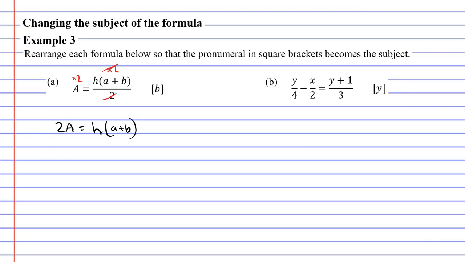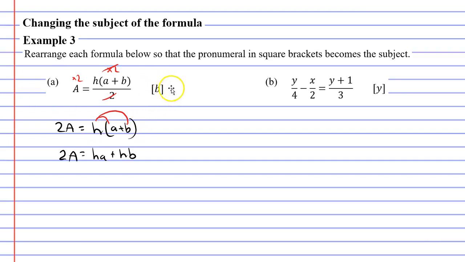You may have also noticed that the first thing I did was I got rid of that fraction, and I've mentioned before, if you've got fractions, get rid of them. The other pointer I gave when solving equations was to get rid of brackets by expanding them. So we're going to do that next. So h times a is just ha, and h times b is hb. And then I've got 2 capital A to the left.